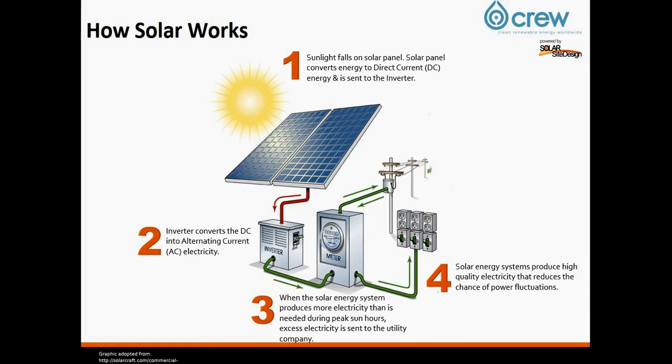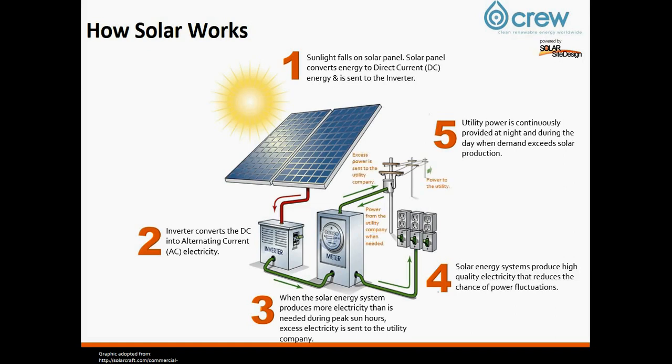You'll want to note that solar produces a high quality energy that reduces the chance of power fluctuations. And you'll also want to note that utility power is continuously provided at night and during the day when demand exceeds the solar production. So you'll see in the middle part of the graphic, it just shows the energy from the meter. Any excess power is sent to the utility company. And of course, in times where the demand exceeds production, power from the utility company is provided to the property. So you can see all of this illustrated here.